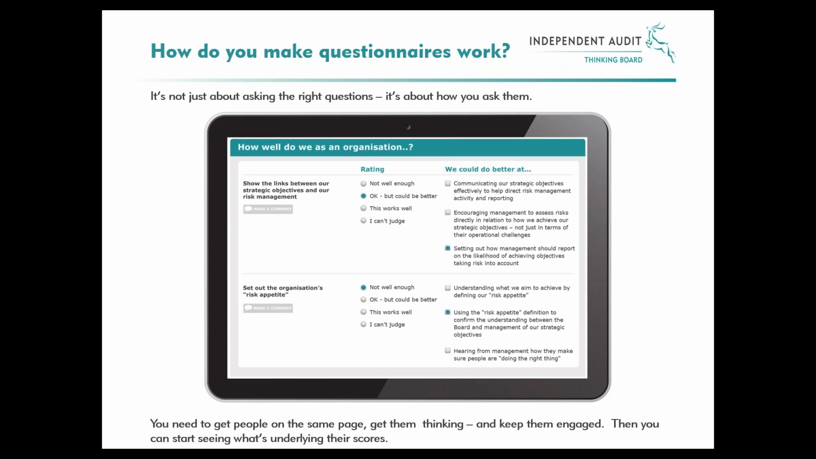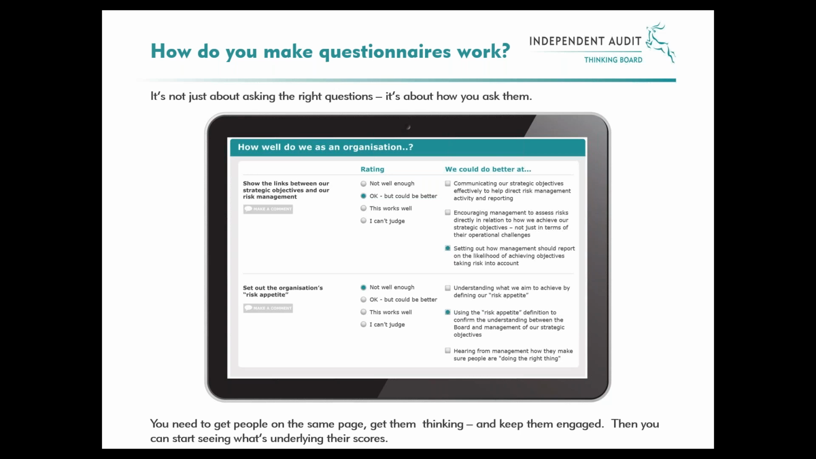On the right-hand side, we've got for each question what we describe as issues. So these are the things on the right-hand side under the heading we could do better at. And when we use our Thinking Board questionnaires, we actually ask people to score the question, but only after having considered the issues on the right-hand side. And this achieves various things in terms of overcoming typical problems with questionnaires.